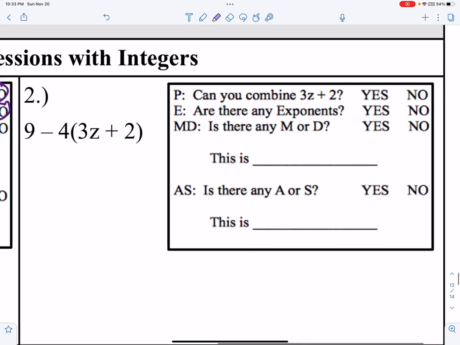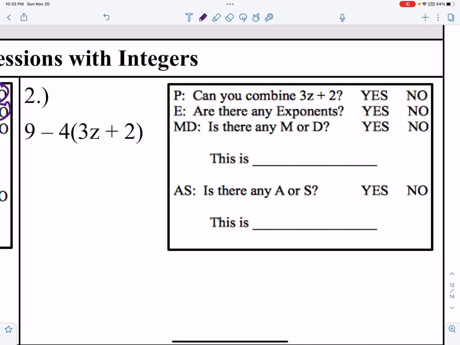All right, on to the next one. Looking at please excuse my dear Aunt Sally again, order of operations. I look at the punctuation. Can I combine 3z and 2? The answer is no. Are there any exponents? No. Is there multiplication or division? There is. There's a multiplication here.